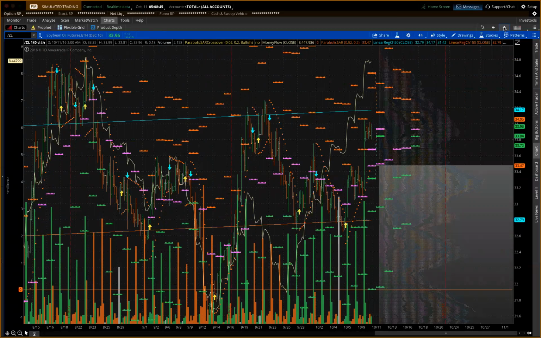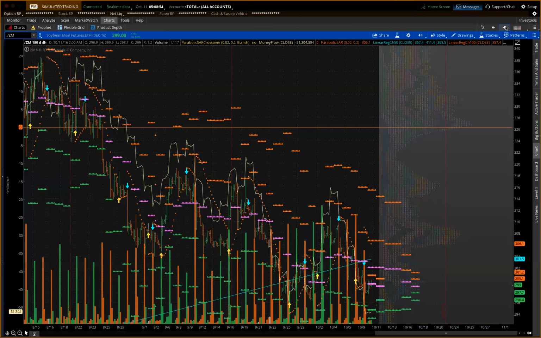All right, bean oil, 4-year charts. Bean oil is basically holding its own, but the money flow is a little bit up there for where prices are at. Soybean meal, same thing with corn, trading at the lower range, continuation pattern to the downside.